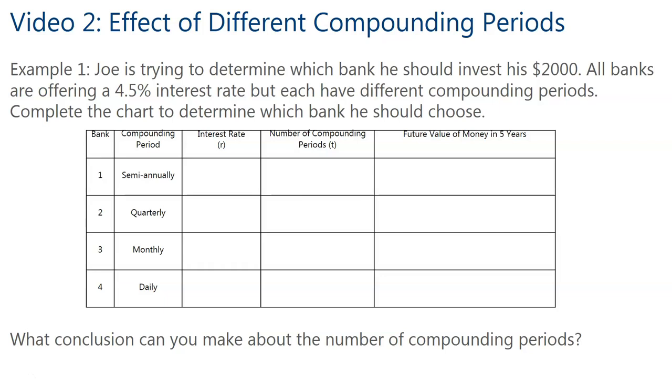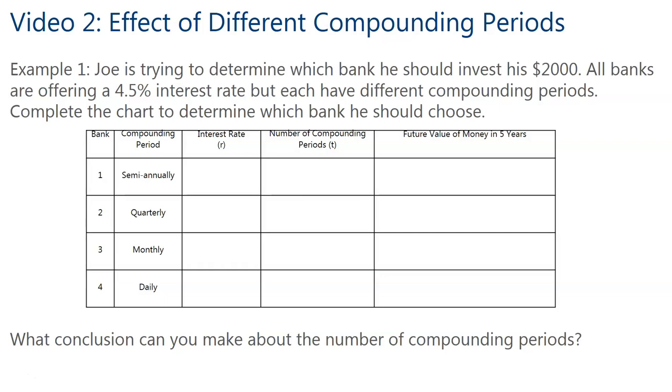So example 1. Joe is trying to determine which bank he should invest his $2,000. All banks are offering a 4.5% interest rate, but each have different compounding periods. Complete the chart to determine which bank he should choose. So here we have 4 different banks, and we have to determine the interest rate R, the number of compounding periods T, and the future value of the money in 5 years.